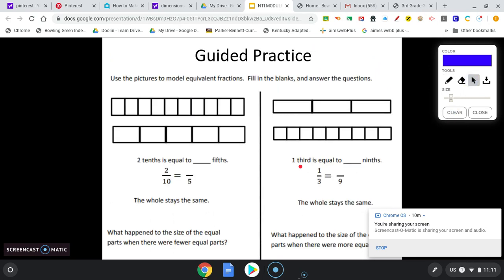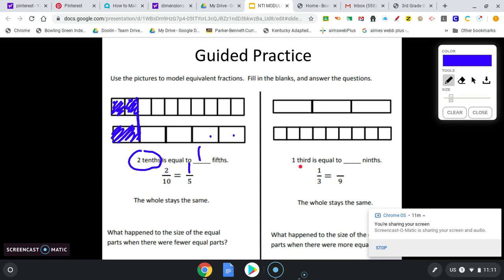So let's look at our guided practice. Let's look at the first one. This right here says 2/10 is equal to blank fifth. So 2/10. We need to shade in 2/10. So here's 1/10, 2/10. Now let's go straight down to here. If we shade in this part right here, we have 1 out of 5. So 1/5. 1, 2, 3, 4, 5. So 1/5. So 2/10 is equal to 1/5.